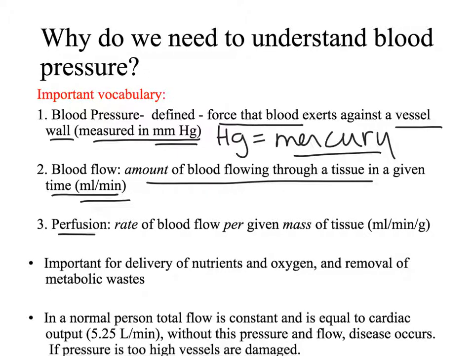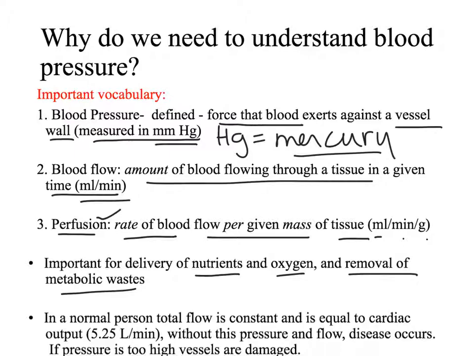And then perfusion, which we hit on the last set of slides. It's the rate of blood flow per given mass of tissue. So it's milliliters per minute per gram. So blood pressure is important so that our tissue stays perfused so that we get nutrients and oxygen to the tissue and we remove waste from the tissue.